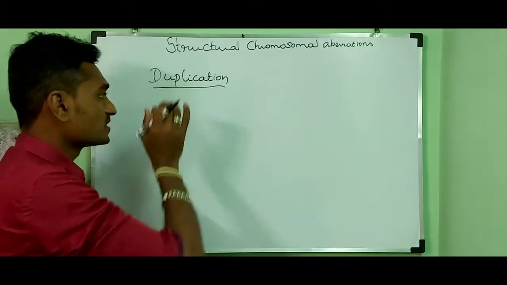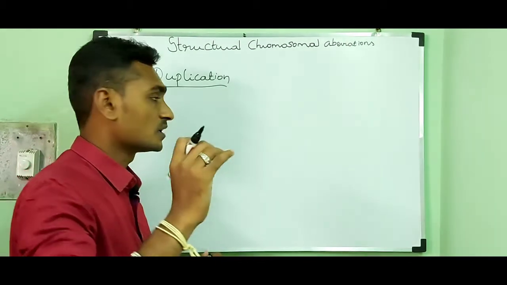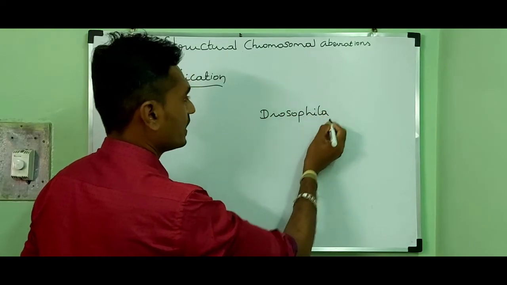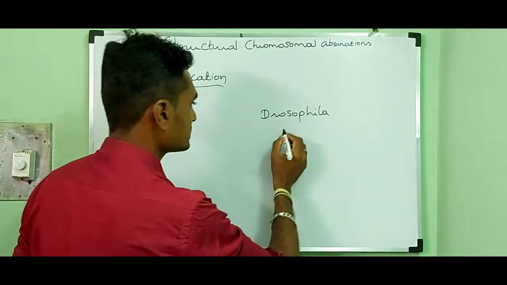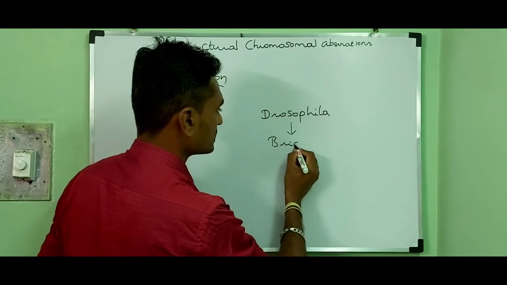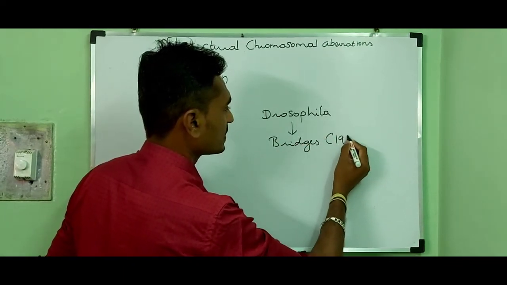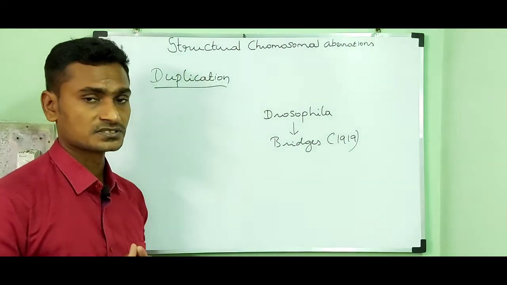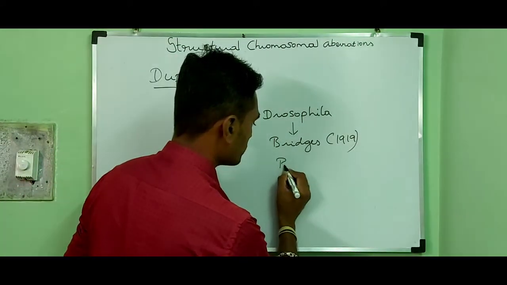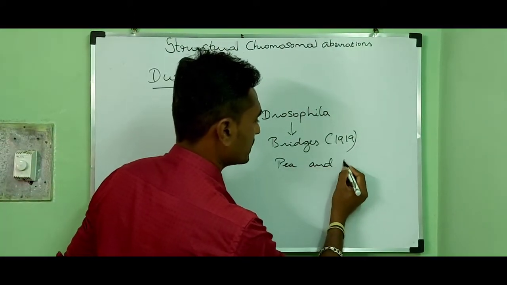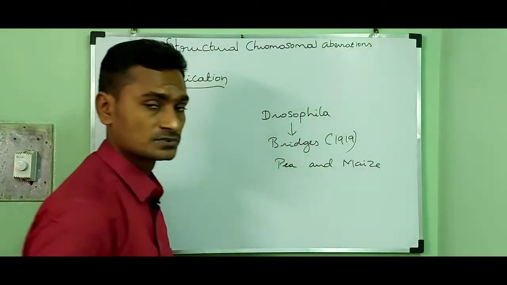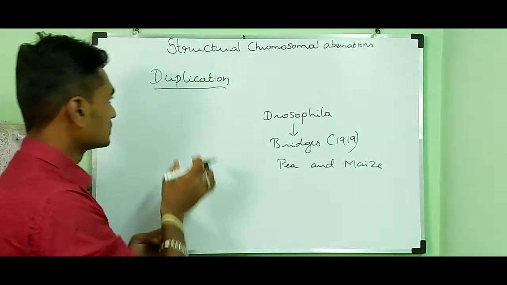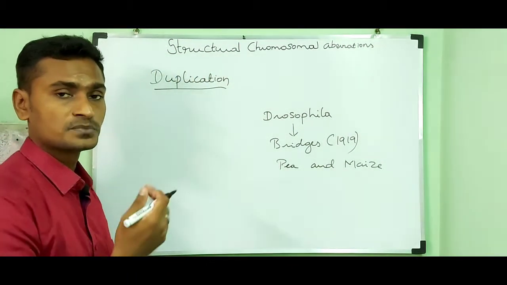Then the duplication condition was first observed in the fly Drosophila, and it was reported by the scientist Bridges in the year 1919. Then other examples for the duplication process are pea plant and maize plant. So the duplication process can be observed in pea plant and maize plant. Then the duplication process can be divided into 3 types.